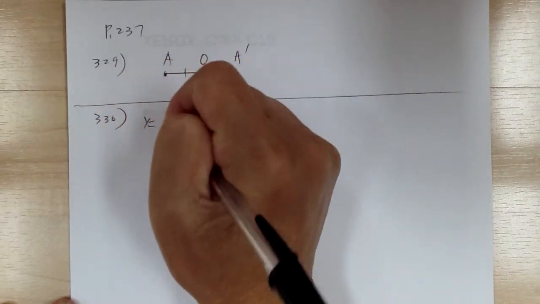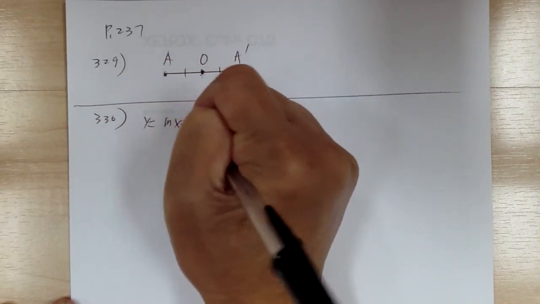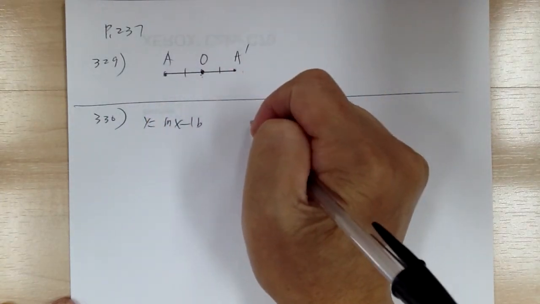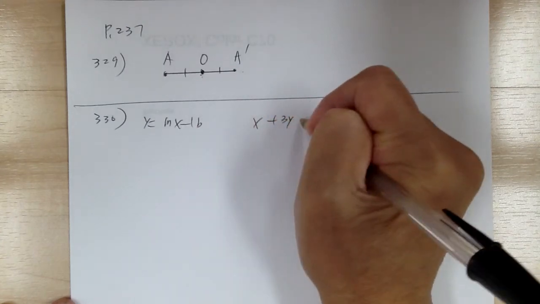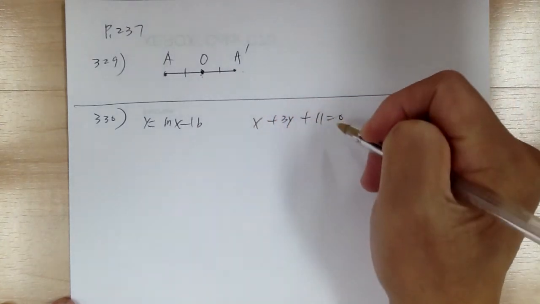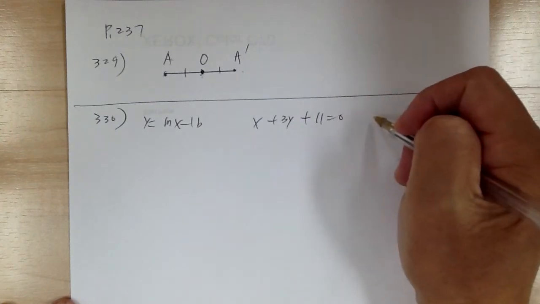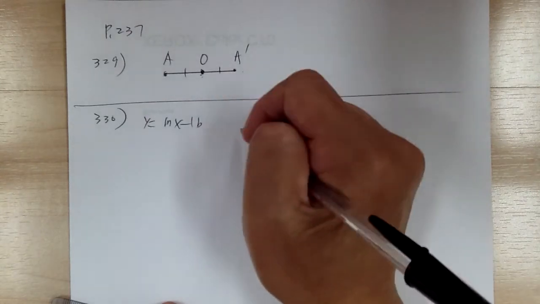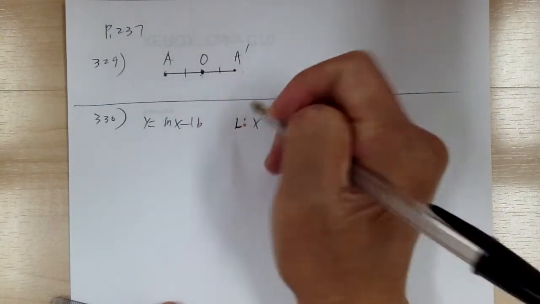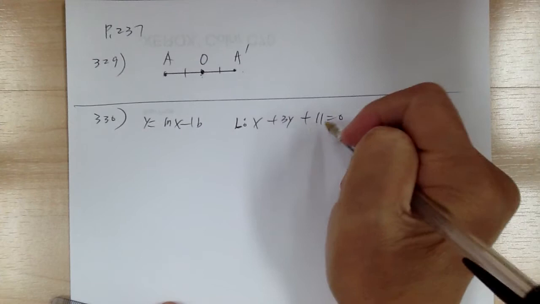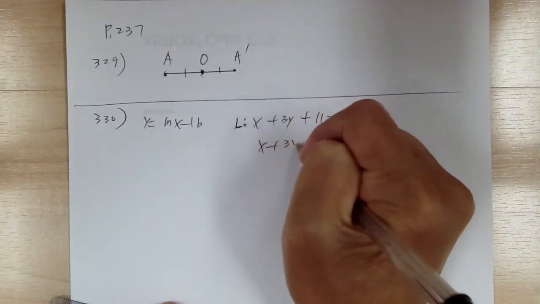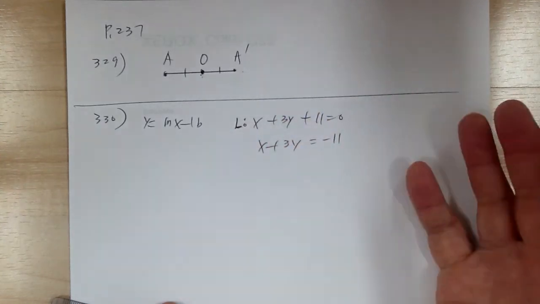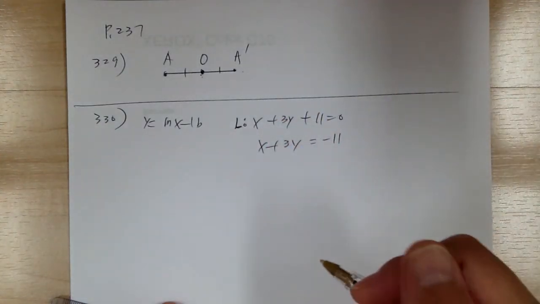So 330. You're looking at y equal to mx plus b, and this is the image when 9x plus 3y plus 11 is equal to 0 is reflected over the x-axis. If you were to sketch these things out, I'm going to call this L. If you put this in the standard form, you get x plus 3y equal to negative 11. You don't have to sketch it out, but if you do, it will help you really see it.